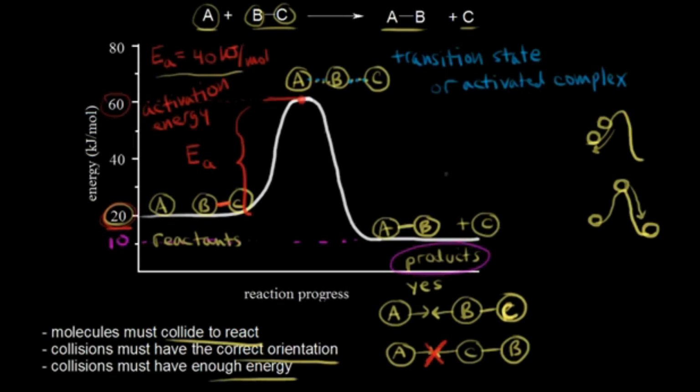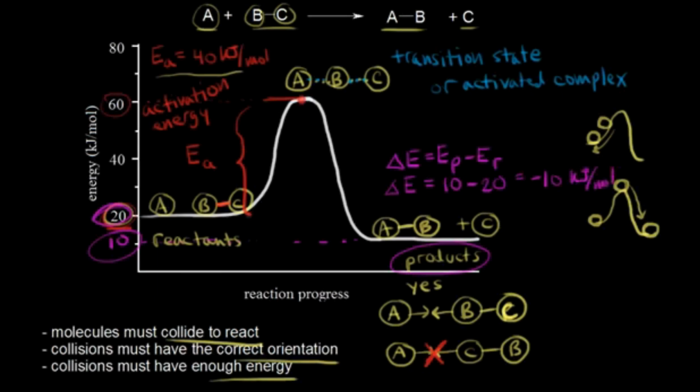So to find that difference in energy, to find that change in energy, that would be the energy of the products minus the energy of the reactants. And for this example, the energy of the products is 10 kilojoules per mole, so we have 10, minus the energy of the reactants. We started out with 20 kilojoules per mole, so 10 minus 20 gives us a change in energy equal to negative 10 kilojoules per mole.